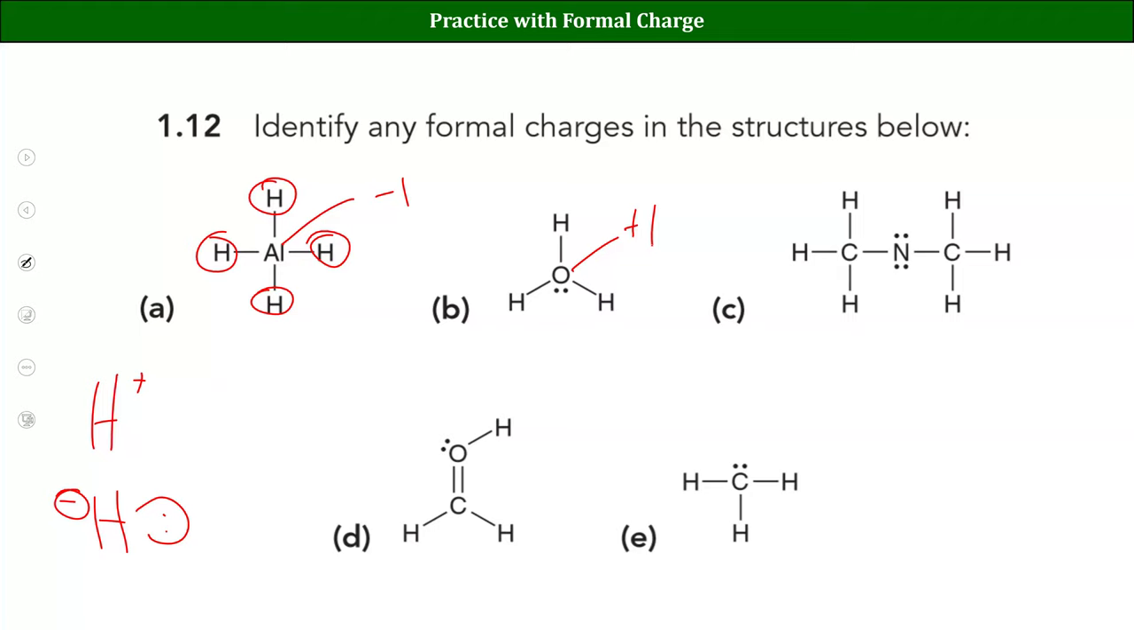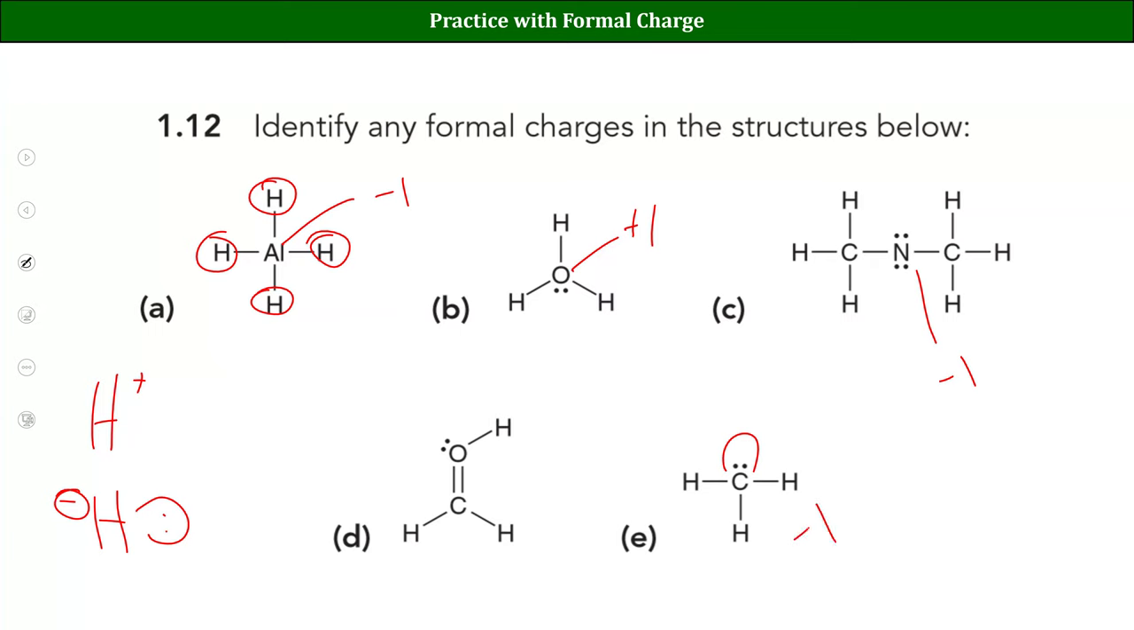Nitrogen with two bonds. How many bonds does a neutral nitrogen have? Three. And it's only got two bonds, so it's got extra electrons. So nitrogen with two bonds is going to be minus one. How about the carbon here? Three bonds instead of four bonds with a lone pair. So I have to charge it negative one.